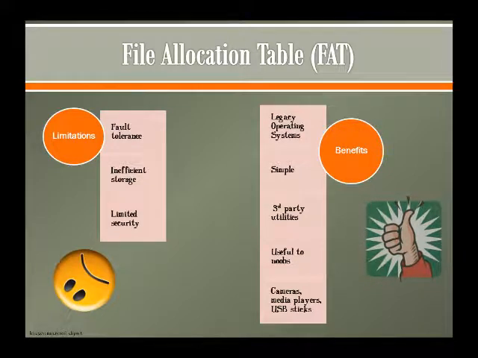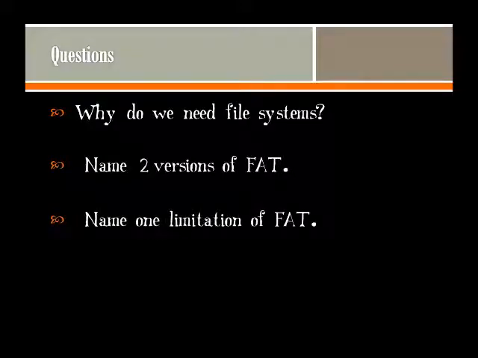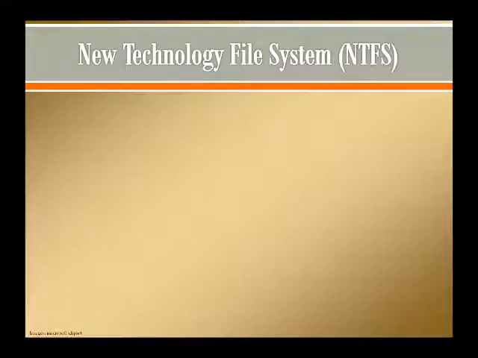Now for some of the benefits. This is great when you're using a legacy operating system to multi or dual boot. It's simple to understand. Third-party utilities support this. It's great for a simple file and folder requirement or where no security is needed, which is great for cameras, media players, or USB memory. So my questions for you: why do we need a file system? Name 2 versions of FAT. Name 1 limitation and name 1 benefit.